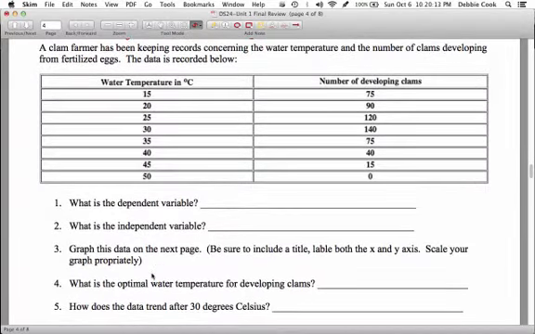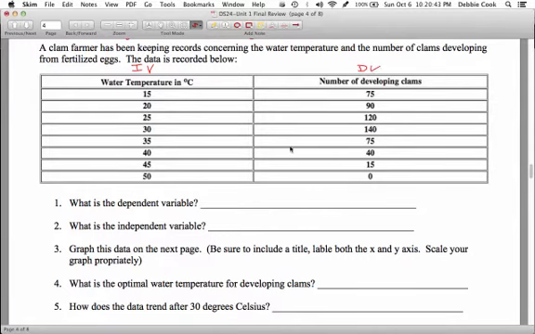For the next section, I have an experiment with some data. It says, a clam farmer has been keeping records concerning the water temperature and the number of clams developed from fertilized eggs. The data is recorded below. So notice that on my left-hand side, I have water temperature in Celsius, and on my right-hand side, I have my number of developing clams. Now, just like in our notes, we told you that the IV is typically going to be found on the left-hand side, and the DV is typically going to be found on the right-hand side, and that's still the case for my data chart.